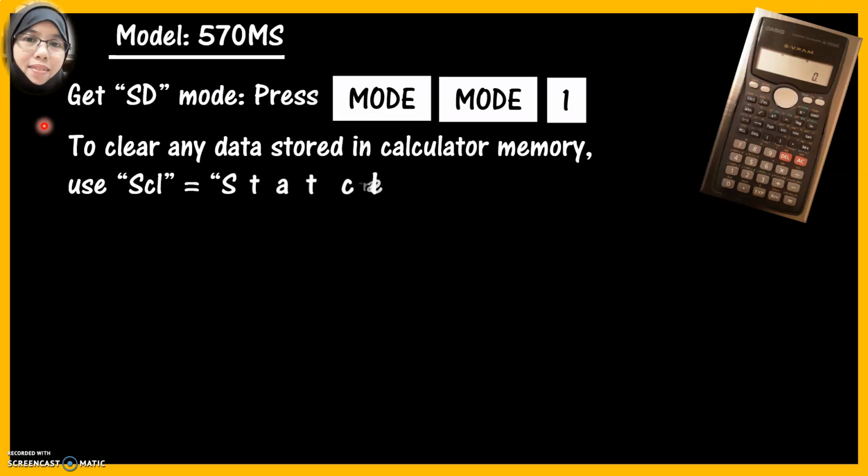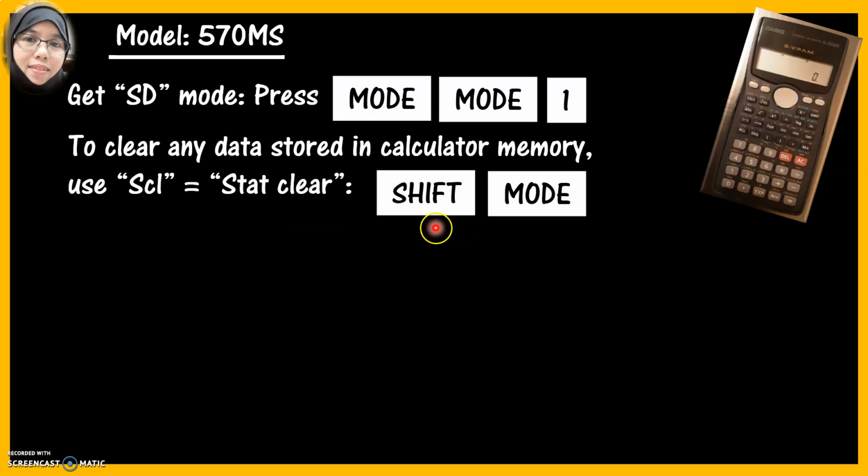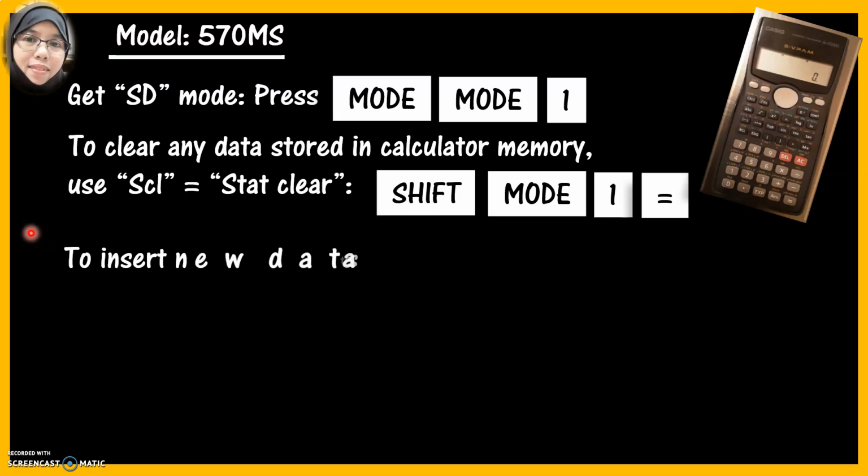Next, just to remind you that if you have any data stored previously in the calculator memory, then you don't need to go out of this SD environment. Rather, you can just start clear by pressing shift mode 1 equal to. So the old data will be erased and you're ready to insert a new dataset.